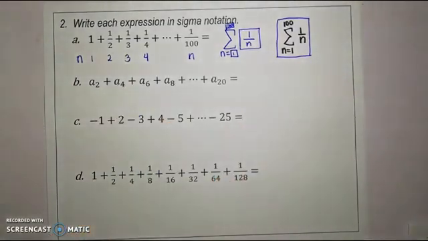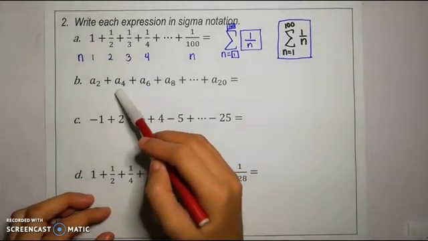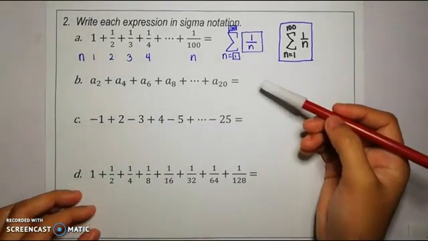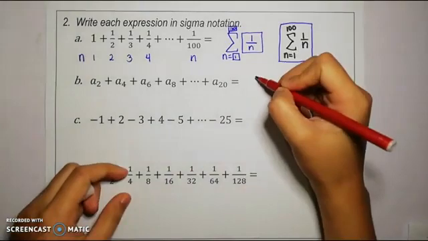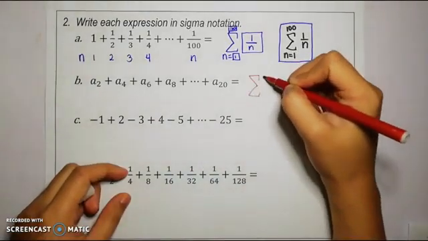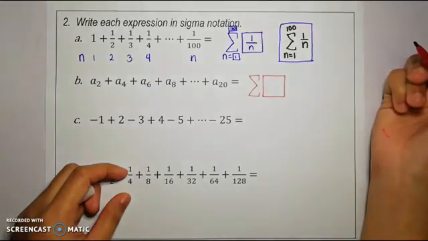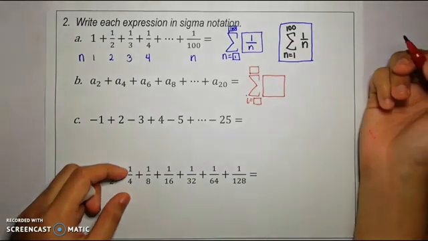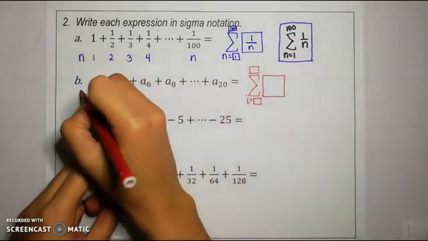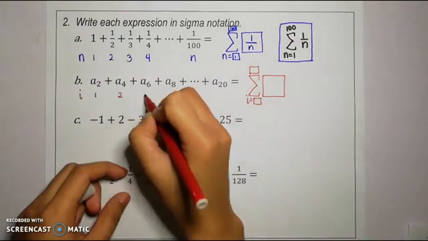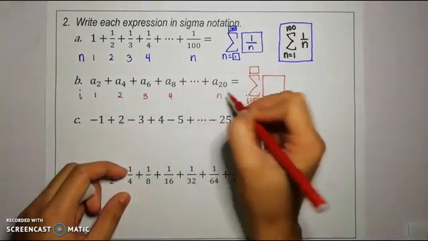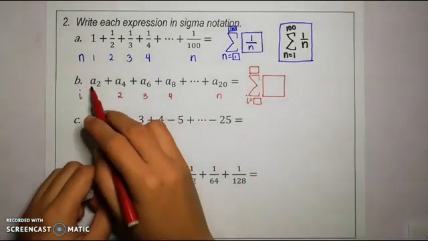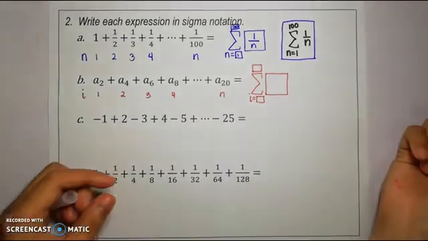For the second series, we have a sub 2 plus a sub 4 plus a sub 6 plus a sub 8 until a sub 20. Again, we need to look for the typical element, the lower limit, and the upper limit, or the lower and upper bounds. This time, we will use i as the index of summation, but you can use any variable that you want. We will write this as 1, 2, 3, 4 until n, the stopping point. As we can see, this is a finite series.